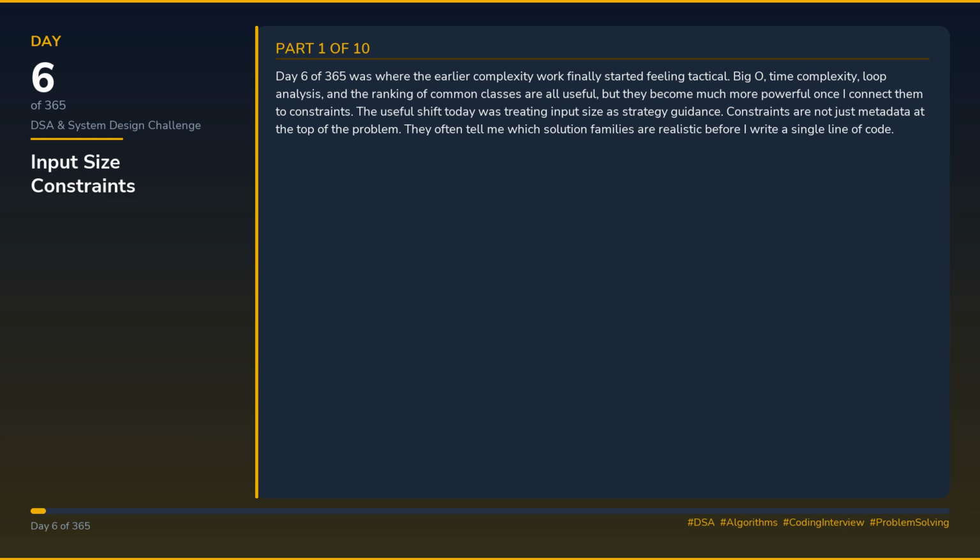Day 6 of 365 was where the earlier complexity work finally started feeling tactical. Big O, time complexity, loop analysis, and the ranking of common classes are all useful, but they become much more powerful once I connect them to constraints. The useful shift today was treating input size as strategy guidance. Constraints are not just metadata at the top of the problem. They often tell me which solution families are realistic before I write a single line of code.